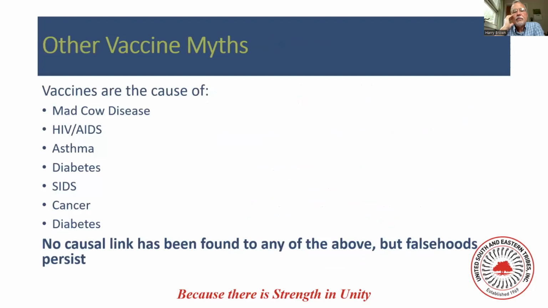There are a lot of other myths out there. Vaccines cause mad cow, they cause AIDS, they cause asthma, diabetes, SIDS, cancer. I put diabetes twice. But no causal link has been found to any of those things. But these falsehoods are out there. There are even people running for president who are out there saying that vaccines are harmful. Nobody should ever take one. Next slide, please.